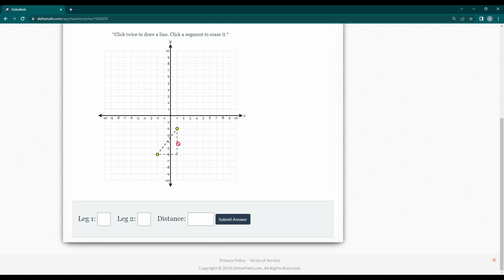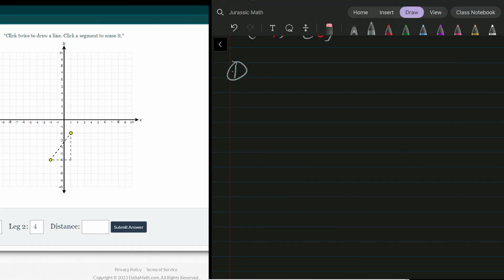Now, it's a perfect right angle. And we count how many boxes for leg 1, which is going to be the one that goes horizontally. 1, 2, 3. 3. And how tall is it? 1, 2, 3, 4. 4. And now we can actually do Pythagorean's theorem. A squared plus B squared equals C squared. In this case, A is 3, B is 4, C squared.